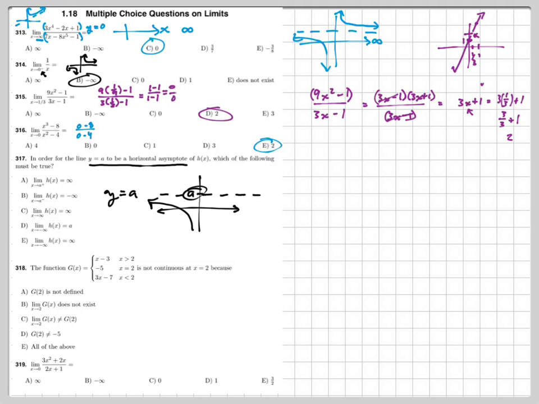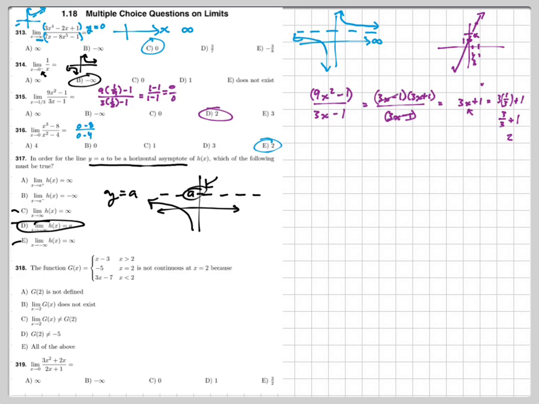This one doesn't make sense. We have to be approaching some kind of infinity. So it's going to be either C, D, or E. This one says as x approaches positive infinity, h becomes infinity. That's not what we want. We want it to be approaching this a. And actually now when we look at it, only this one is approaching a as we're going towards one of the infinities, either negative infinity or positive infinity. So our answer is D.